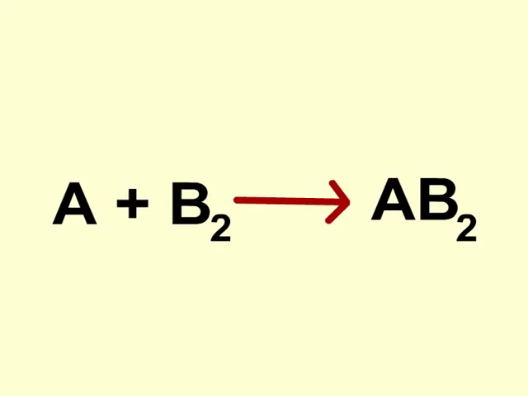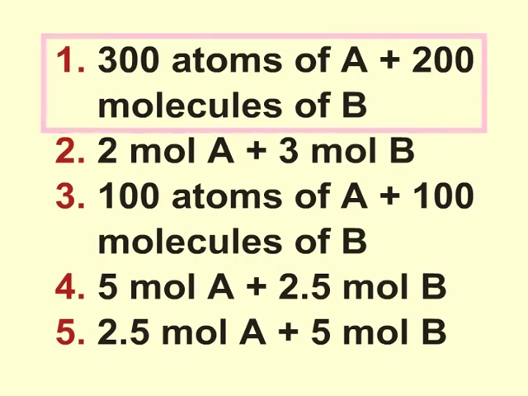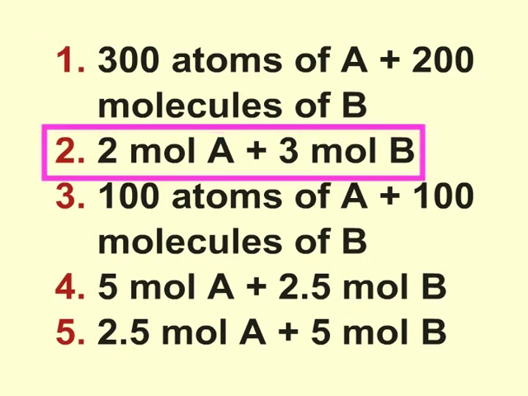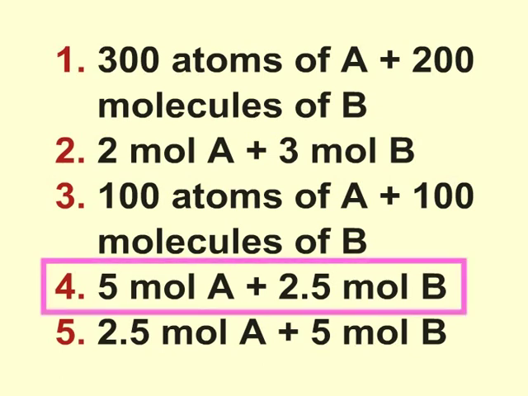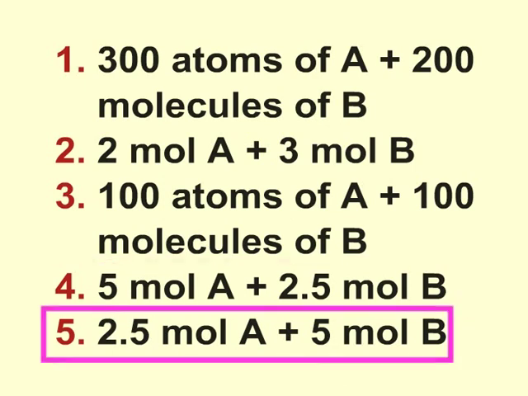Next question is, A reacts with B2 to form AB2. In the shown reaction mixtures, identify the limiting reagent, if any. 1. 300 atoms of A plus 200 molecules of B2. 2. 2 moles of A plus 3 moles of B2. 3. 100 atoms of A plus 100 molecules of B2. 4. 5 moles of A plus 2.5 moles of B2. 5. 2.5 moles of A plus 5 moles of B2.